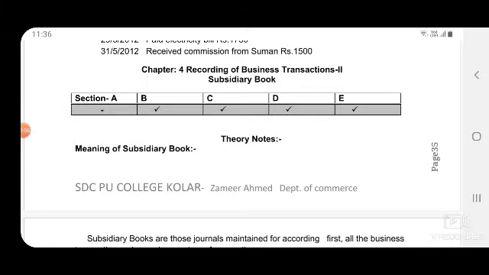Recording of business transactions. This is also one of the methods of recording business transactions under a modern system of accounting. So subsidiary books are primary books. How we record in the journal, the same way here we are going to record under subsidiary books.